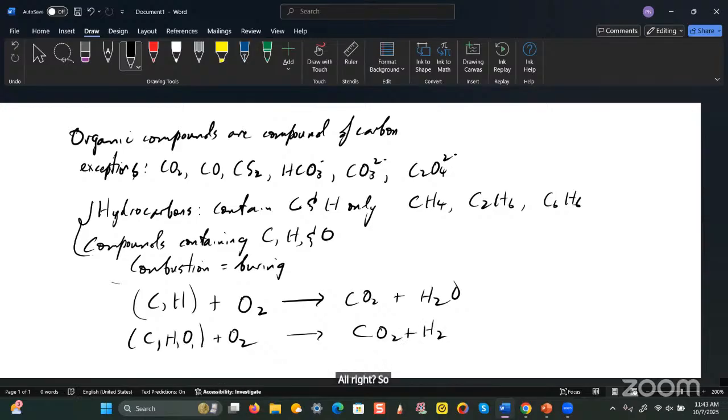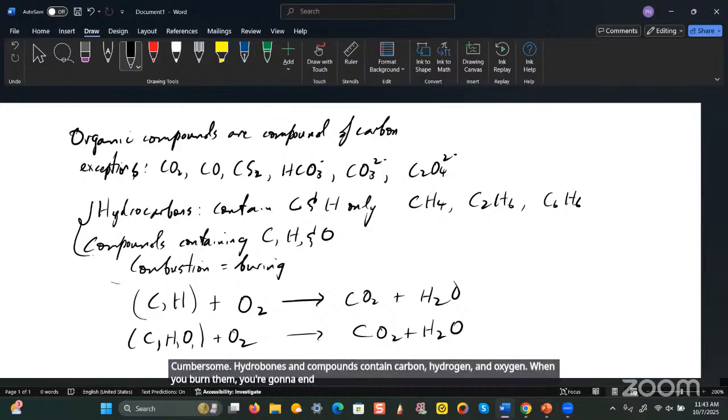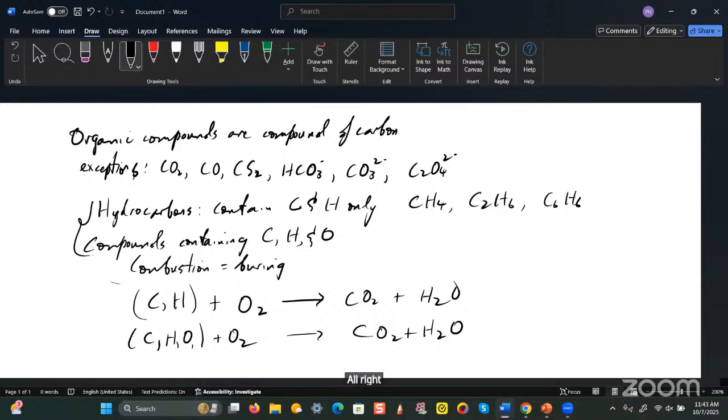So that's the fifth category of reaction that we're discussing in this chapter. Combustion of certain organic compounds, hydrocarbons and compounds containing carbon, hydrogen, and oxygen. When you burn them, you're going to end up with carbon dioxide and water as your product. All right? So that's basically it as far as the different types of reactions are concerned.